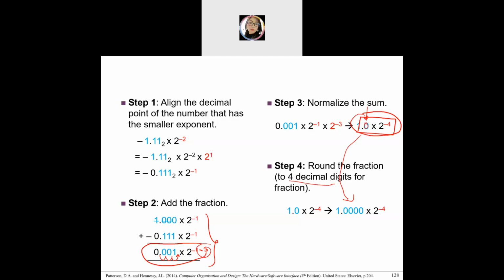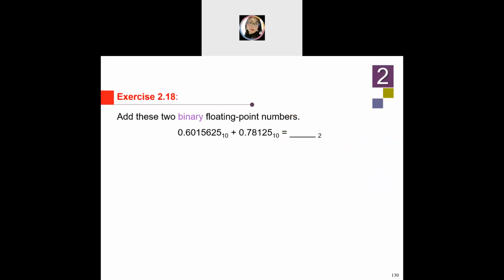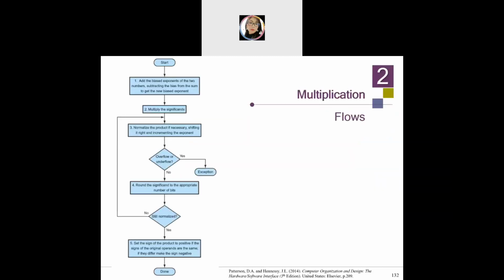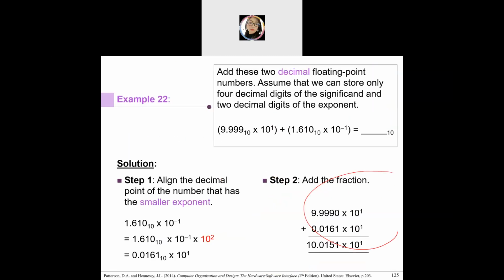Round out means that you need to round out until 4 decimal digits. Okay. Any question? So this is the answer, after normalization. Okay, this is the final answer. That is on the addition. Please try to do all the exercises. After that, you have similar exercises for addition and also subtraction.